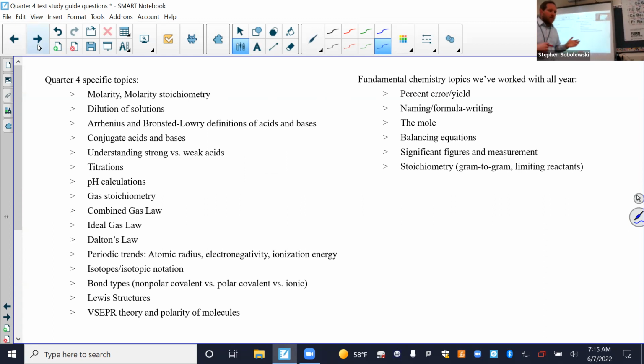Just keep in mind that a lot of these on the left are kind of the specific Q4 topics. On the right are the fundamental concepts we've been using all year or that we were using leading up to Q4. So you can expect to see all of these concepts show up on your Q4 test.